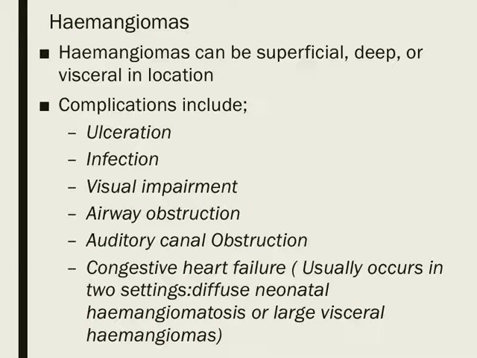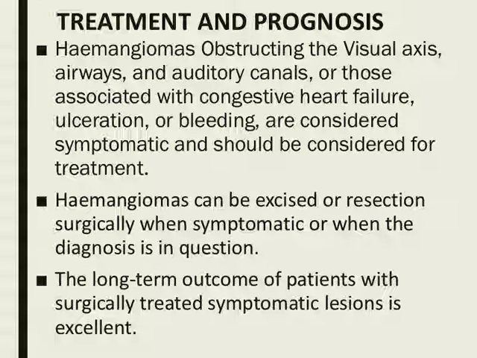So hemangiomas can be anywhere, as we've mentioned, and usually can be superficial, deep, or intravascular. The complications that can arise include ulcerations and infections. If it's within the ophthalmic vessels, you can have visual impairment. Around the esophageal areas and chest, you can have airway obstruction. Within the auditory canal, you can have auditory canal obstruction. You can also have very large visceral ones that can cause congestive heart failure.